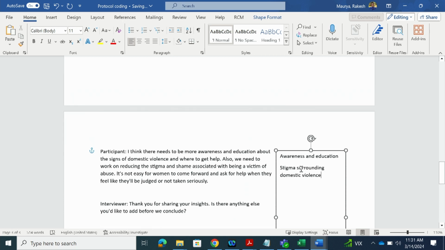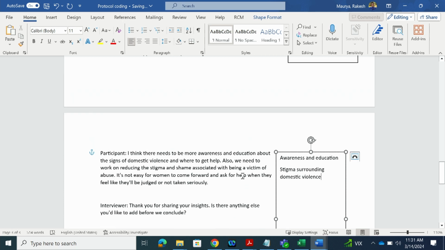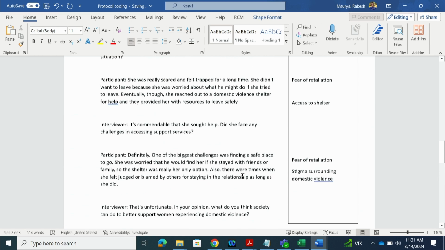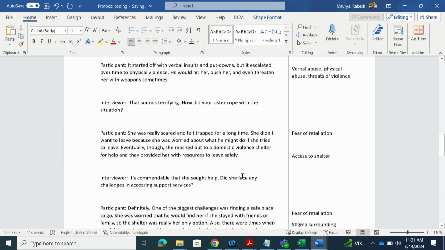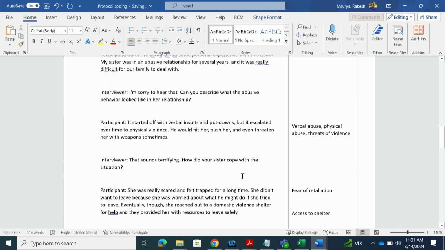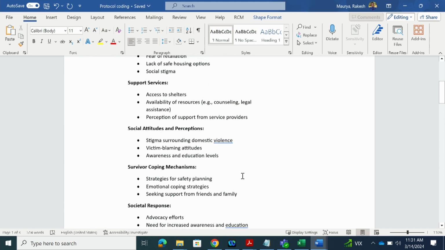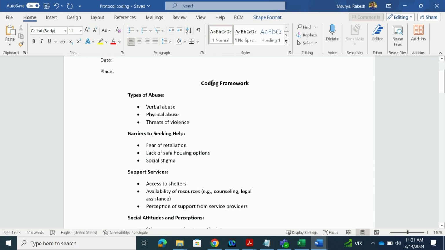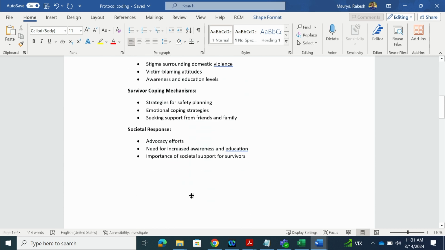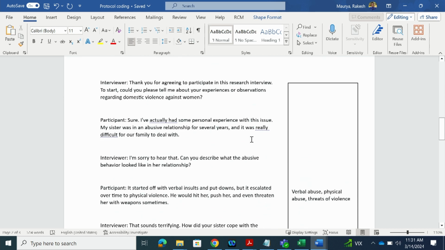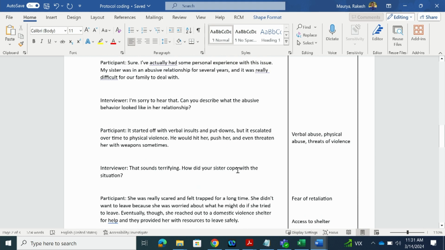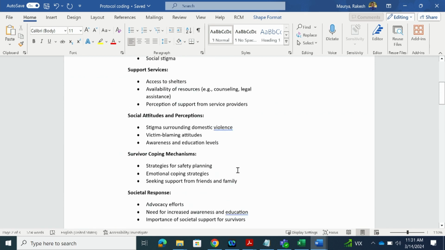So we will stop here. The purpose was to try to show you what it looks like in practice. So what you have noticed here is I'm using a predetermined coding framework which the researcher has already developed, and I'm using these codes to code the interview excerpt. So that's how protocol coding looks in practice.